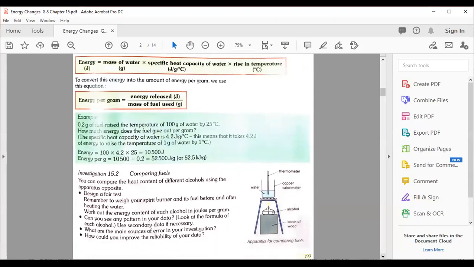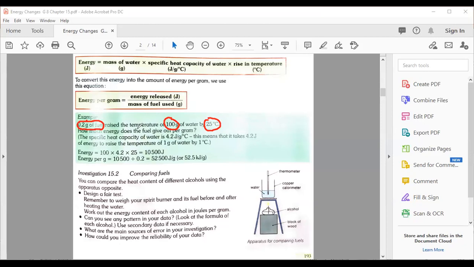Okay, so please, everyone, I'm going to read the statement. Now, the statement is mentioned here. You have 2 grams of fuel. The amount of fuel is 2 grams. Raise the temperature of 100 grams of water. The amount of water, the grams, that is 100, by 25 degrees Celsius. If you use grams of fuel, that raises the temperature of 100 grams of water by 25 degrees Celsius.